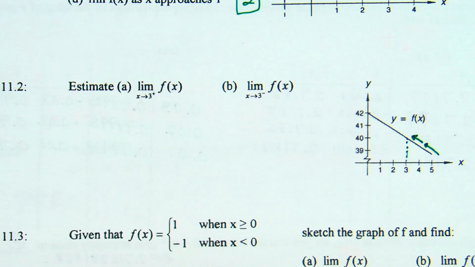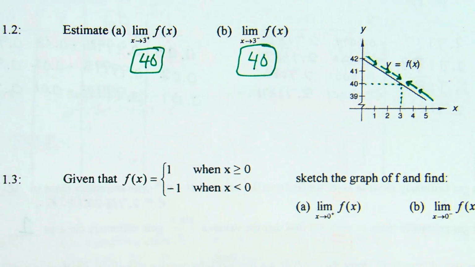What about as x approaches 3 from the negative side? Yeah, it's the same thing. It's a line. So this time we're going from the 1, 2, 3 side, and it is 40. Okay.